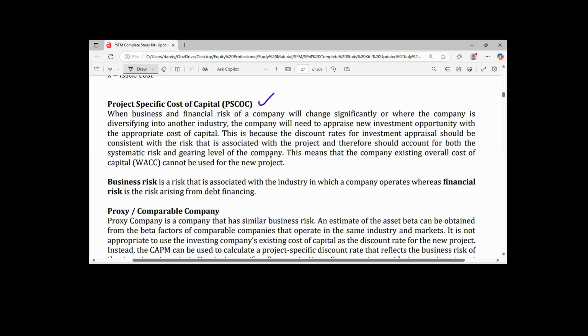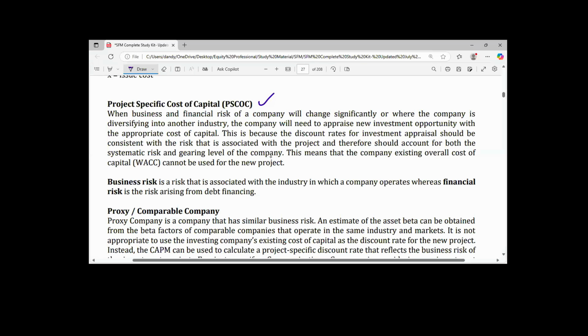Now, there are some terminologies you need to take into consideration as far as project-specific cost of capital is concerned. You need to know what is business risk, what is financial risk, what is beta, what are the types of beta, and what do you mean by a proxy company? So let's discuss them one by one. These are the things we are going to be talking about as we go into calculating project-specific cost of capital.